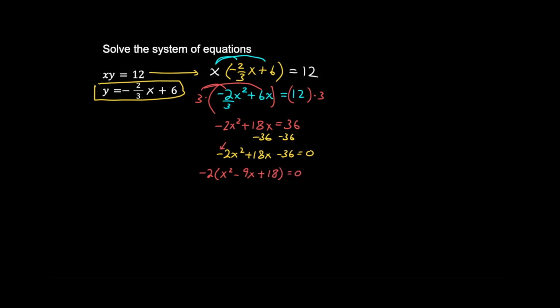I'll continue factoring, multiplying my first and last. The combination I need to multiply to be 18 and add to be negative 9. It's going to be negative 3 and negative 6. Since the leading coefficient is 1, we can use the shortcut to jump straight to the factors of x minus 3 and x minus 6.